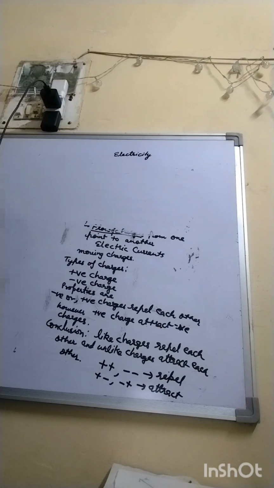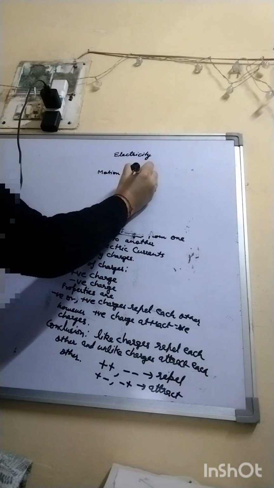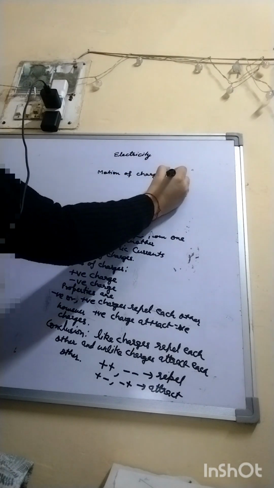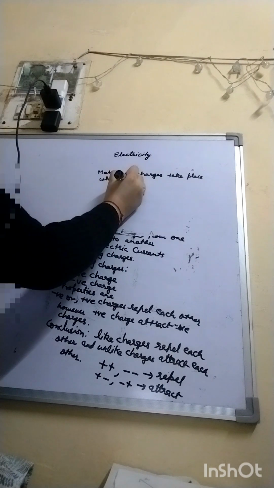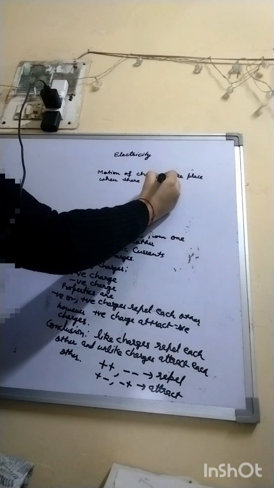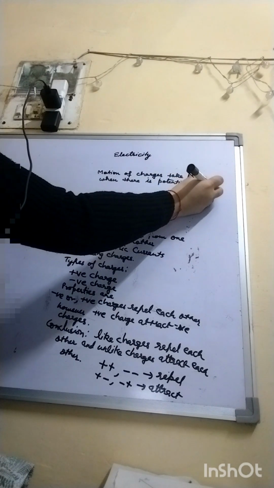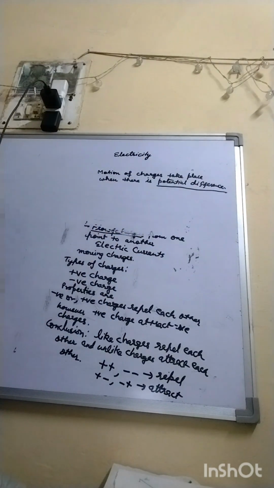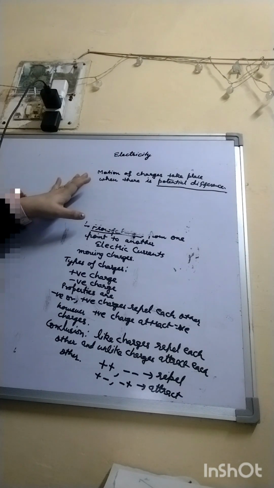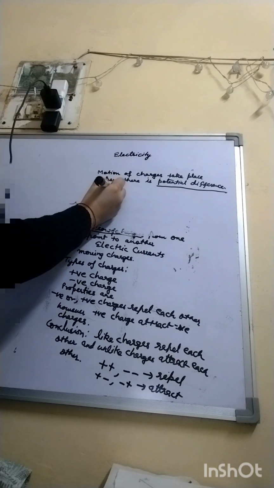Now, how does the motion of charges take place? Motion of charges takes place when there is a potential difference. Now, this term we will define later on, but at this moment you just remember that motion of charges takes place when there is a potential difference across 2 points.